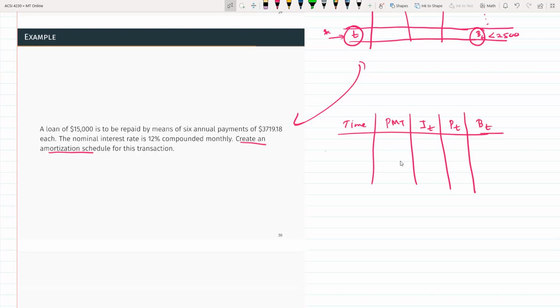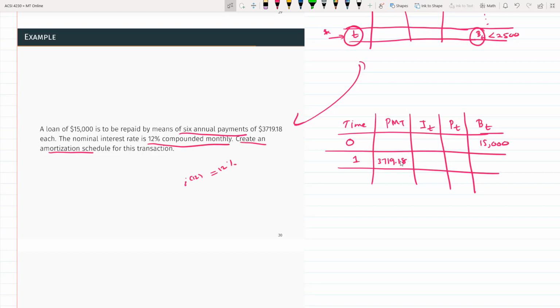Okay. At time 0, it's 15,000. At time 1, payment is 3,719.18. And you can calculate the interest. So payments are annual payments. Okay, the rate is given as 12% compounded monthly. So it is I12 is 12%.